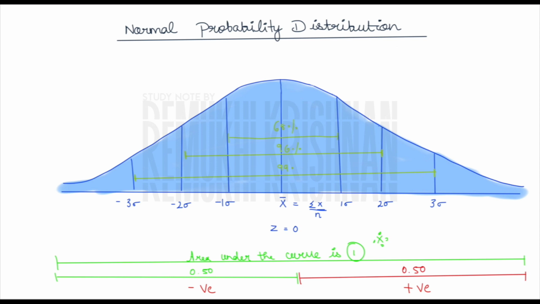The area between negative 1 sigma to 1 sigma is 68%. The area covered between negative 2 sigma to positive 2 sigma is 96%. The area between negative 3 sigma to 3 sigma is 99%. If you see beyond 3 sigma, there is very negligible value that can lie away from your mean.